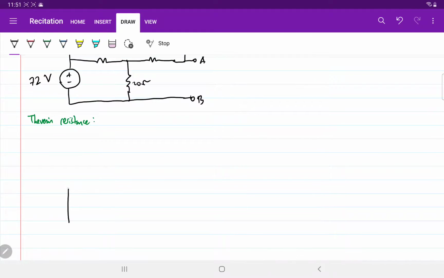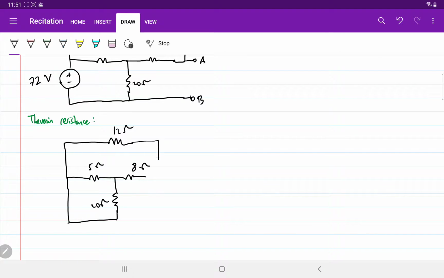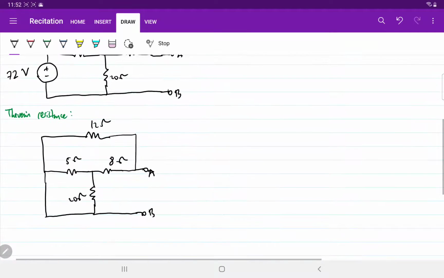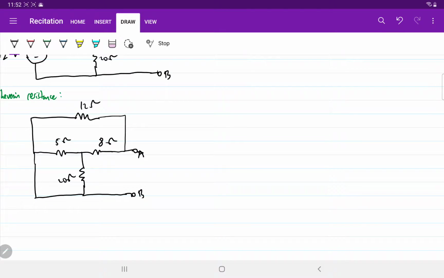Okay, so this is the circuit that we have with 5 ohm, 8 ohm, and 20 ohm, 12 ohm. Okay, here is the same terminal, so we want to compute the resistance here, right? Okay, so let's simplify this. Okay, this looks complicated, so we can simplify it.